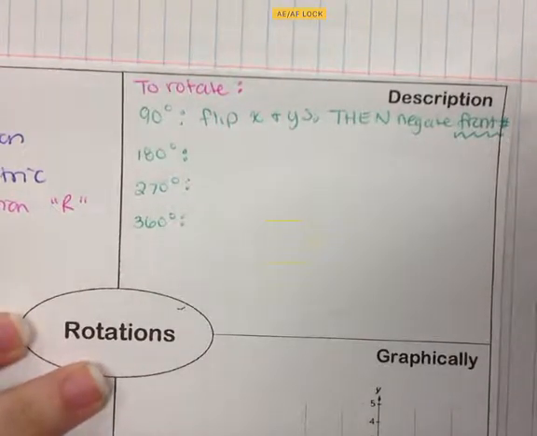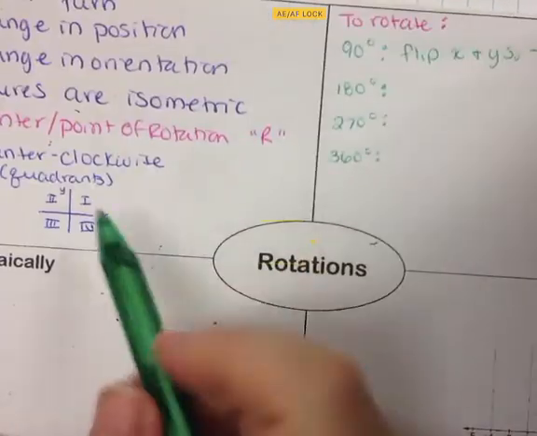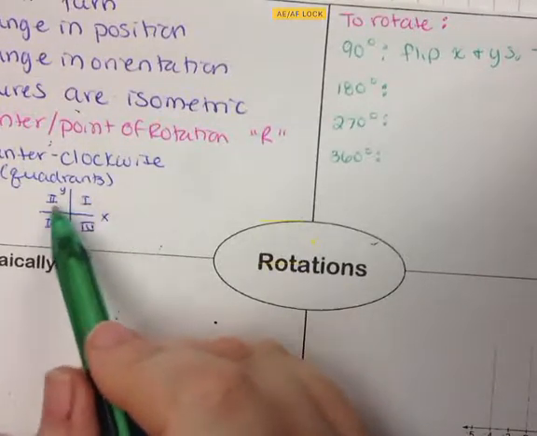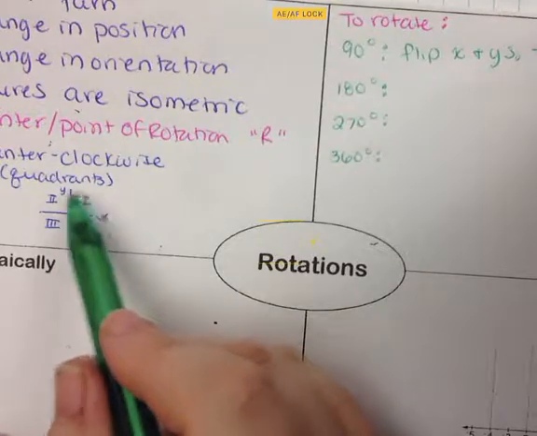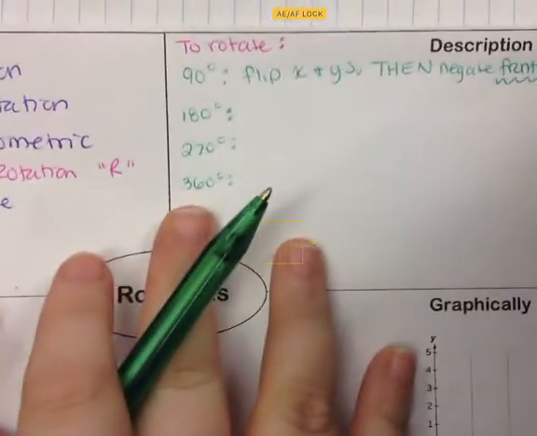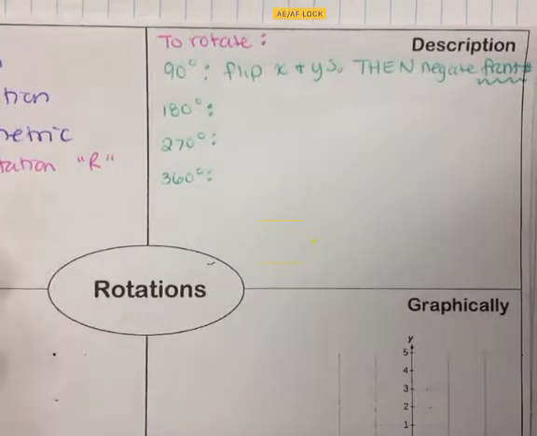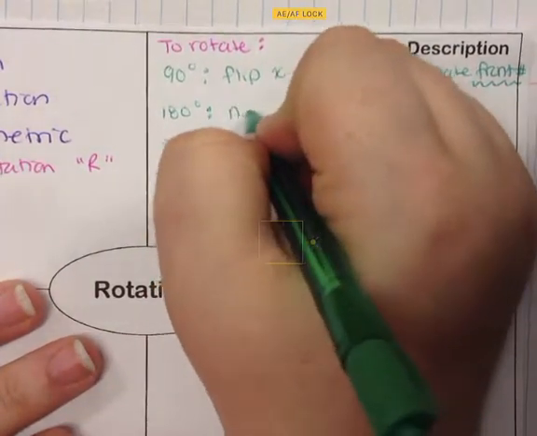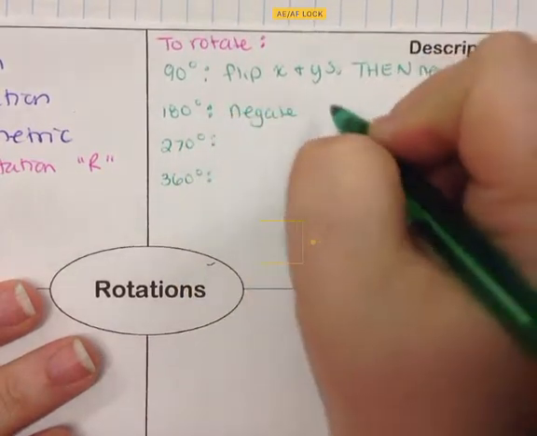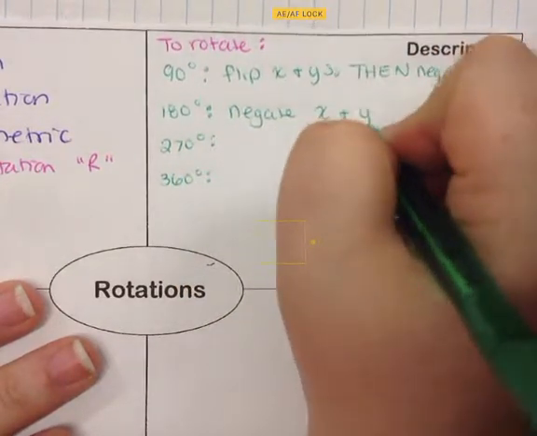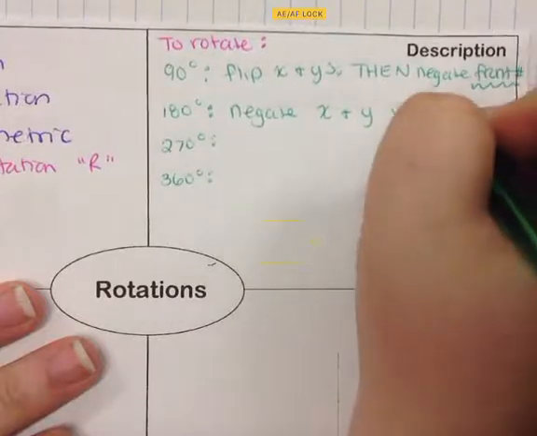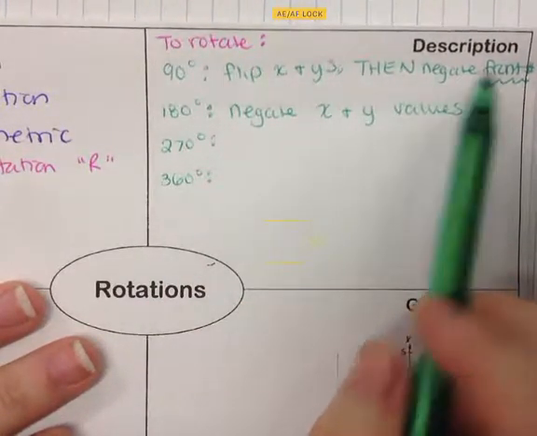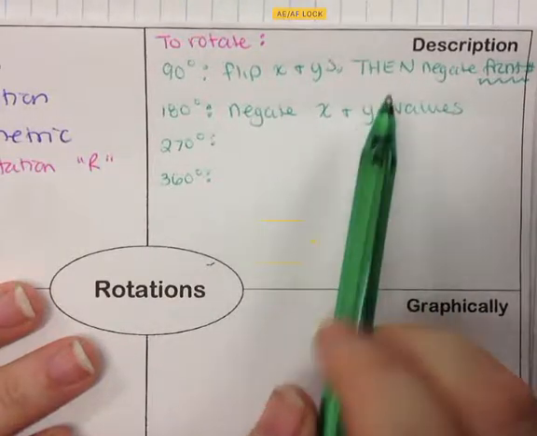180 degrees is the next one. We're going to rotate 180 degrees, which actually moves it 2 quadrants. So it would go from quadrant 1 to quadrant 3. Wherever you're at, move 2 quadrants counterclockwise, and that's 180 degrees, as long as you're careful on your coordinates. For 180 degrees, you're not going to flip anything. You're just going to negate both the X and the Y values. So you negate the first or the front number, then you negate both of the numbers.